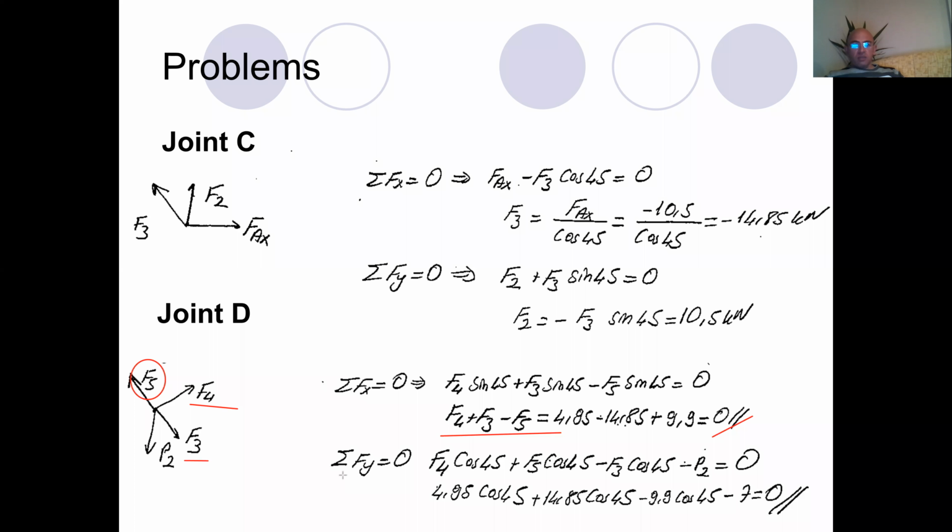And at last, the sum of the forces in y direction has to be equal to 0. Again, we have F4 multiplied by cosine 45 plus F5 multiplied by cosine 45 minus F3 cosine 45 minus P2. If you put the values into their places and do the calculation, you will find 0, which validates our calculations as well.